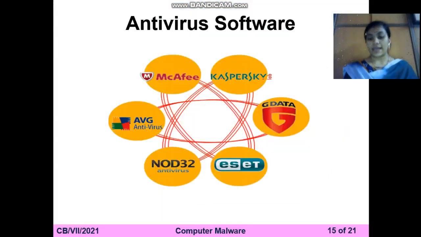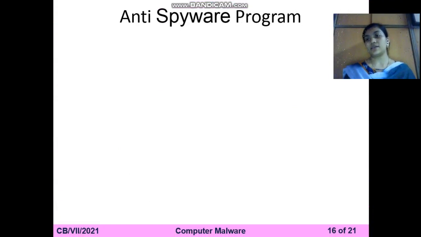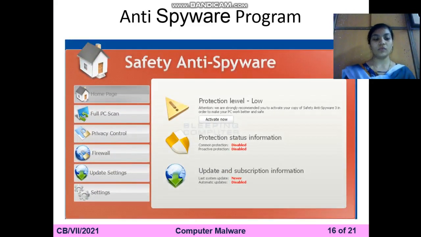Okay, now next, antivirus. Remember that antivirus is used to remove some viruses like worms and simple viruses. Now there is the anti-spyware program. It is a type of program that is used to prevent, detect and remove any unwanted spyware program installed in the system.